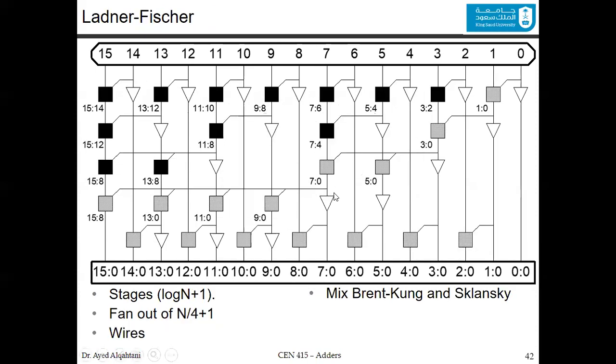The next one is called Ladner-Fischer, and it's a mix between Brent-Kung and Sklansky. So as you can see, the new ideas there are just mixing. You can see clearly the idea of Brent-Kung at the end here, and at the beginning, 2 and 2 and 2 and 2 and so on. And the idea of the Sklansky where you add the fan out here. So the stages are log n plus 1, the fan out is n divided by 4 plus 1, and there is still some wiring there.